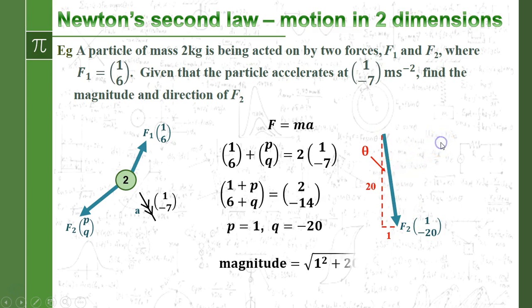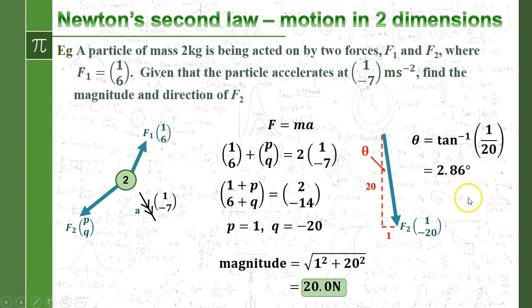So magnitude, first of all, is the bit of Pythagoras. There it is. As it turns out, it's just above 20 newtons, but if I round that to three significant figures, that's 20.0. If you put that into a calculator, you'll see it's slightly bigger than 20 newtons. And then the direction, tan to the minus 1 of opposite 1 over 20, which is 2.86 degrees.